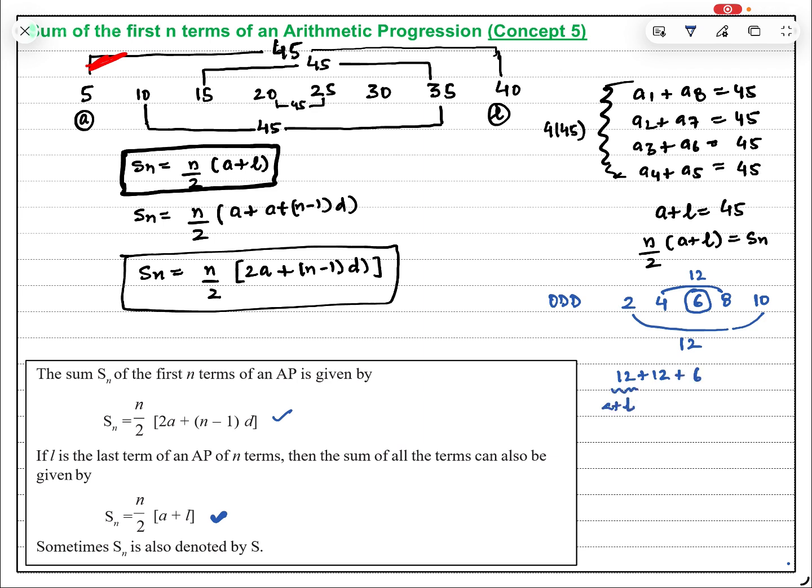12 is very simple. This is a plus l. This 12 is again very simple. This is a plus l. But what exactly is 6? It is a plus l by 2. Can I not say that what I'm talking about here is 5 by 2 into a plus l?